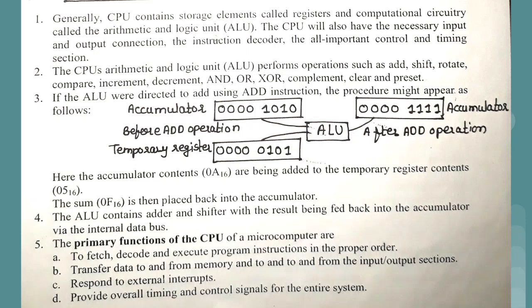So when we perform the addition, the first number is present inside the accumulator and the second number is present inside the temporary register. When the ALU performs the addition operation, the final result of that operation is again stored inside the accumulator. So from this execution you will come to know that the accumulator content will get changed after the execution of the add instruction, but the temporary register will remain the same. Only the accumulator content will get changed.